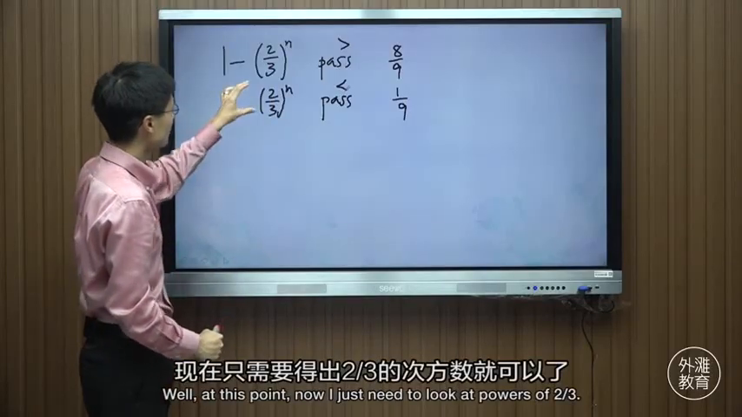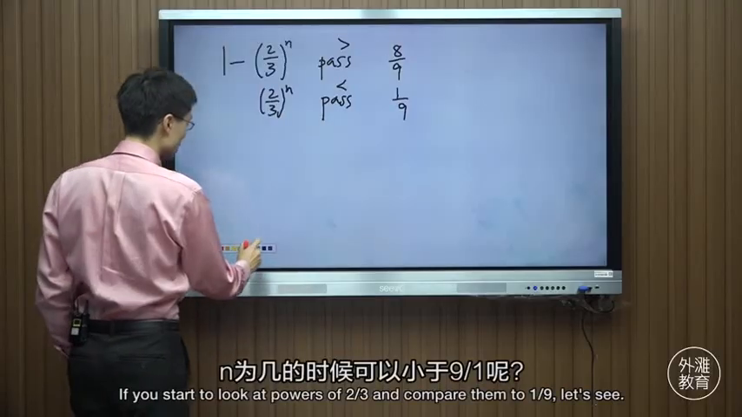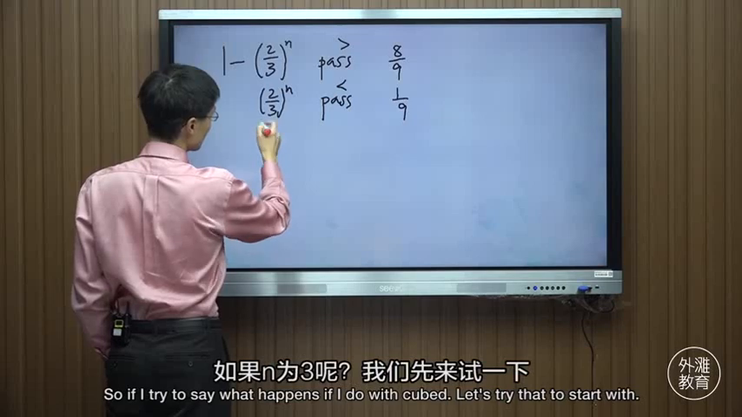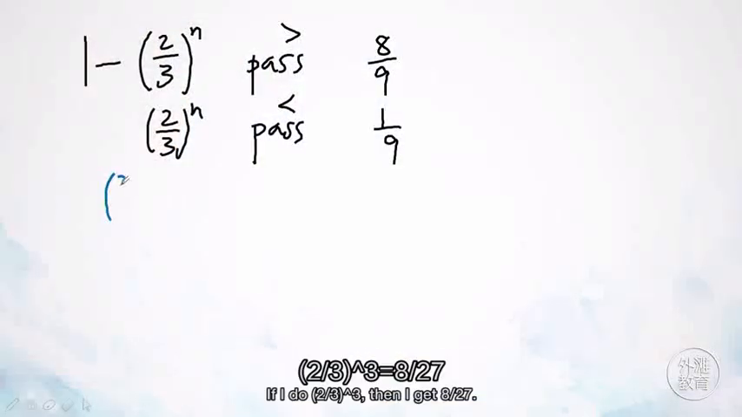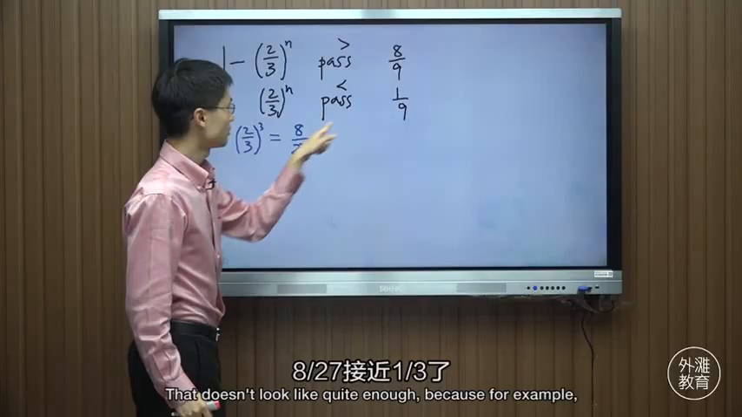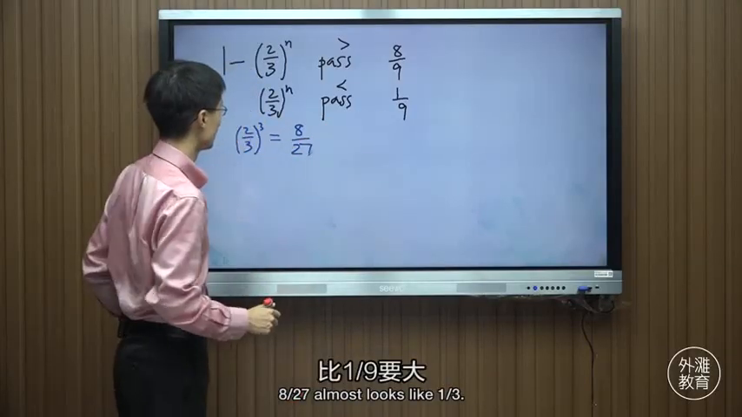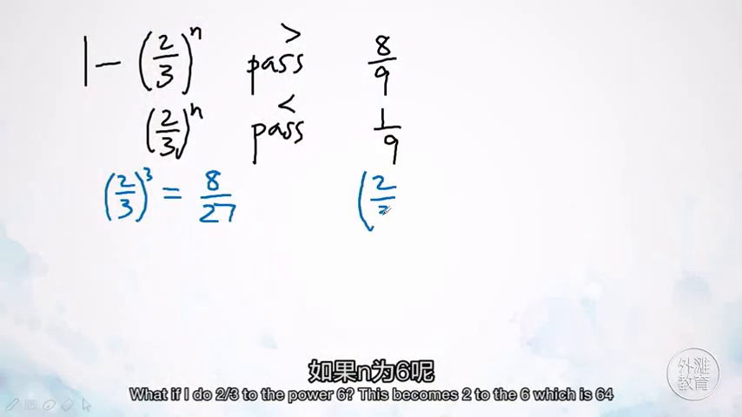Well, at this point, now I just need to look at powers of 2/3 and compare them to 1/9. Let's see. What happens if I do the cube? Let's try that to start with. If I do 2/3 cubed, then I get 8/27. That doesn't look like quite enough because 8 over 27 almost looks like 1/3. Let's try another one that's even bigger. What if I do 2/3 to the power 6?